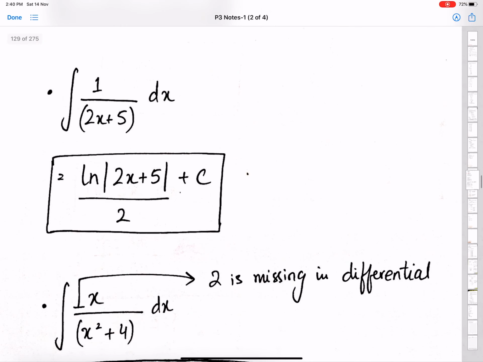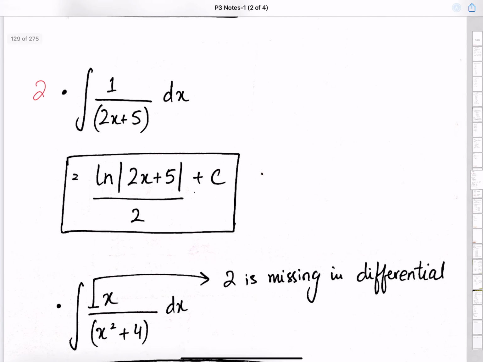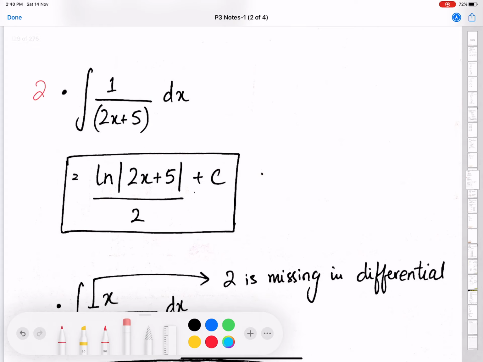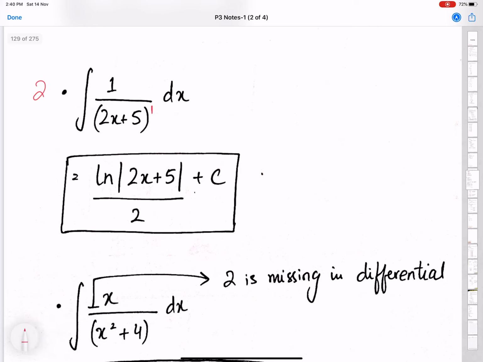Now see example number 2. If you see, the example is the same, but the differential is not in numerator right now. The differential of this is 2 and 2 is not multiplying with dx. So basically 2 is missing in the differential, and luckily 2 is a constant, so we can integrate this function by using basic formula number 2.